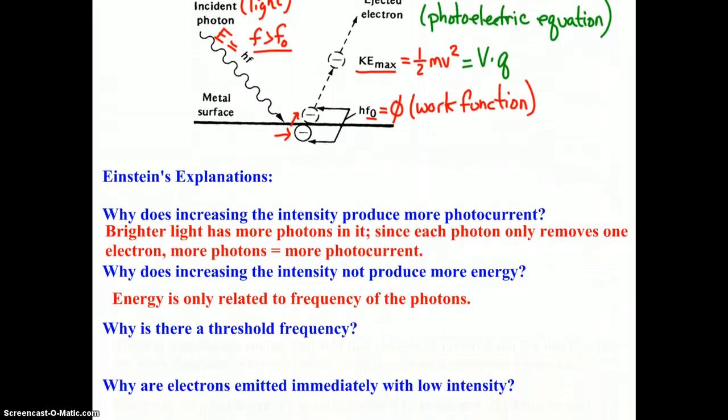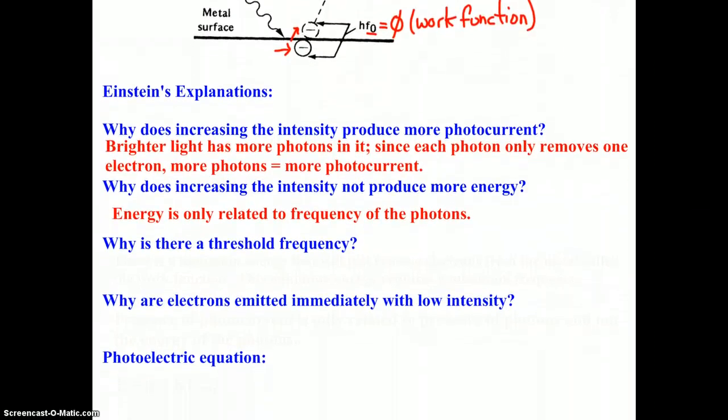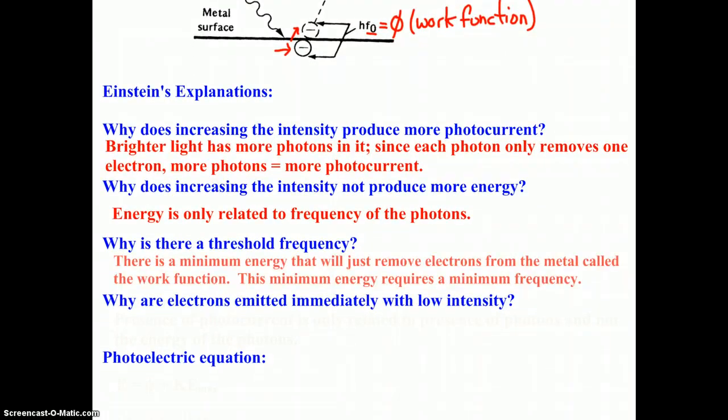Next question. Why is there a threshold frequency? There is a minimum energy that will just remove electrons from the metal called the work function. And this minimum energy requires a minimum frequency. You note here again, he's not really saying anything new. This had already been proven. But what he does is he emphasizes here the relationship between frequency and energy, that the frequency is what controls the energy. So if there's a minimum energy called the work function, that minimum energy would require a minimum frequency. And that minimum frequency is called, of course, the threshold frequency, and the symbol for that is f0.